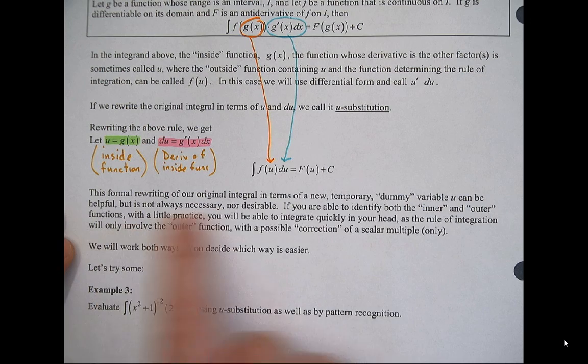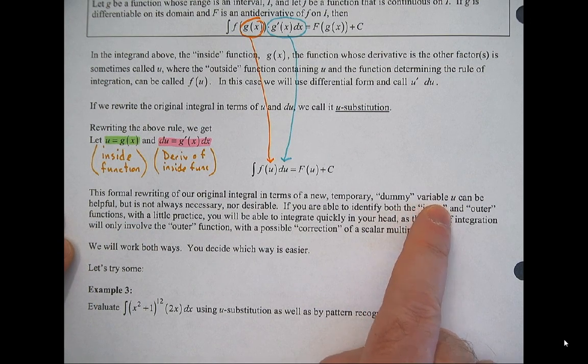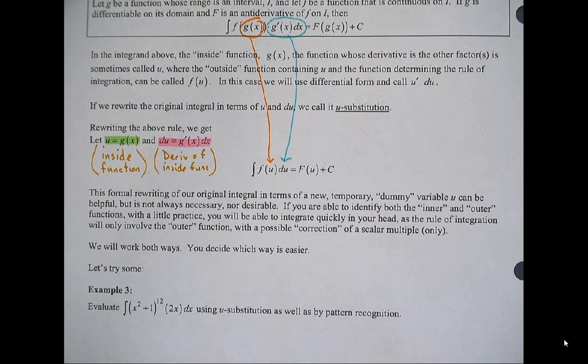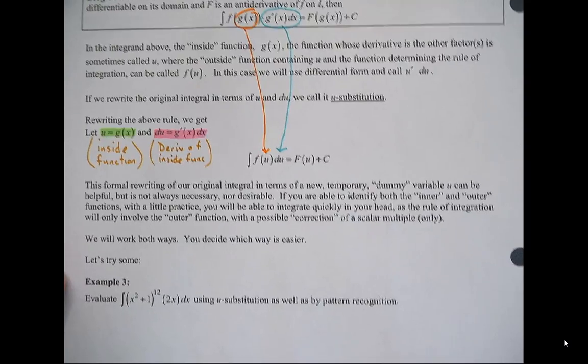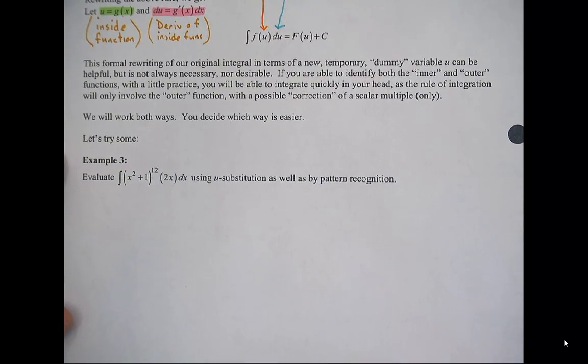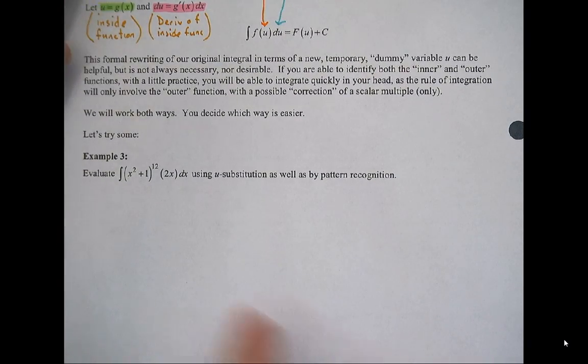All right, so he's talking about we're going to use this dummy variable u. Now, there's two ways to do this. He does this with pattern recognition, and he does this by UDU. I'm going to do almost everything by UDUs. I think that that's, to me, a lot easier. So, all right, well, let's take a look.